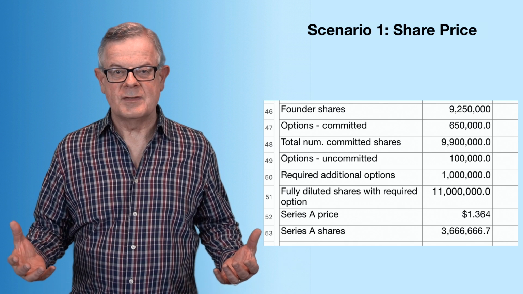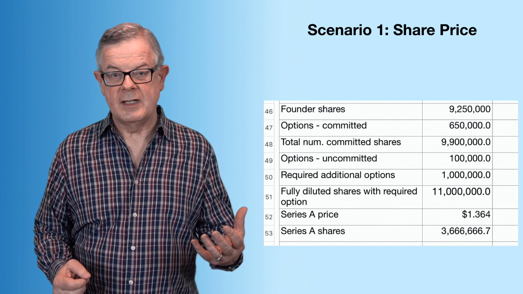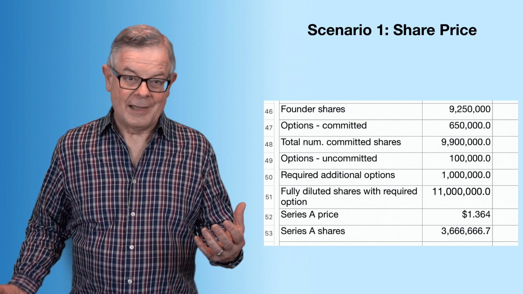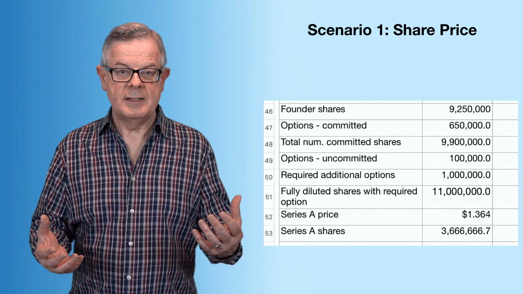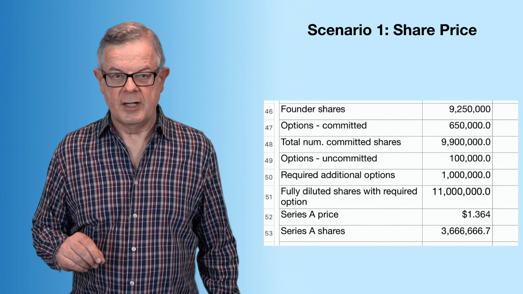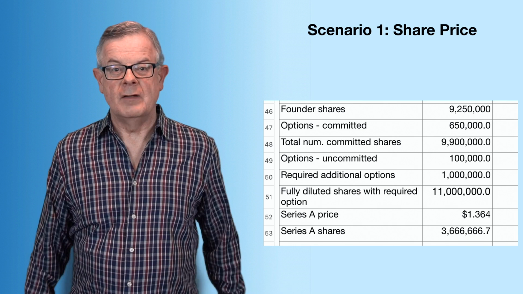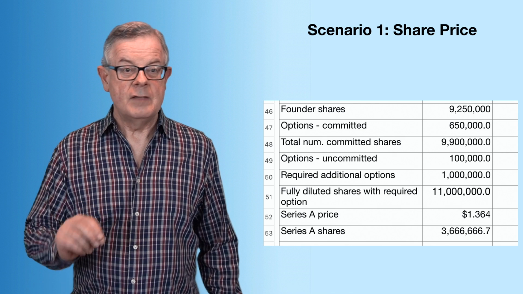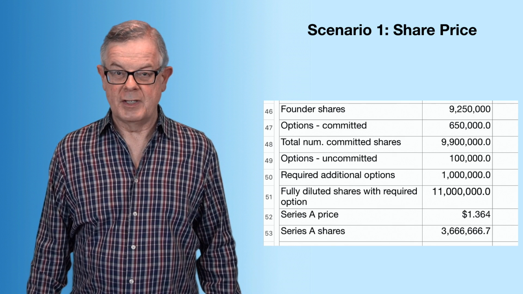Determining the Series A price is easy enough. We simply take the pre-money valuation of 15 million and divide it by the 11 million total number of fully diluted shares, and you get just over $1.36 per share. Now, dividing that into the $5 million investment amount for the Series A gives you the total number of Series A shares, just over 3.6 million shares.